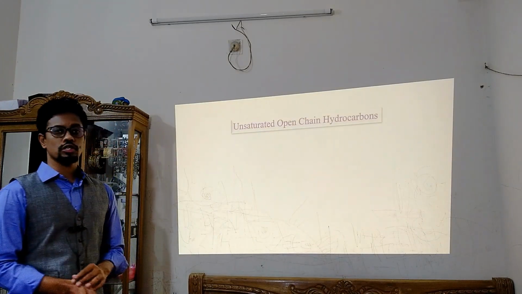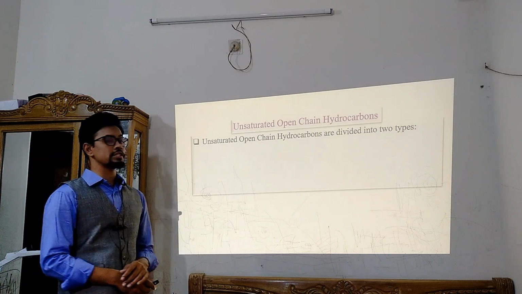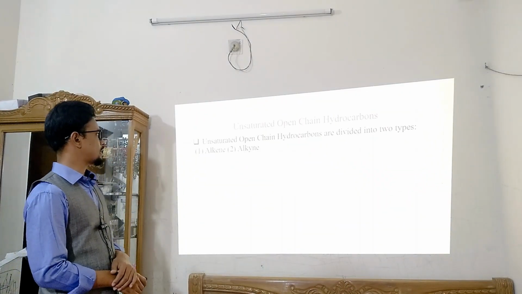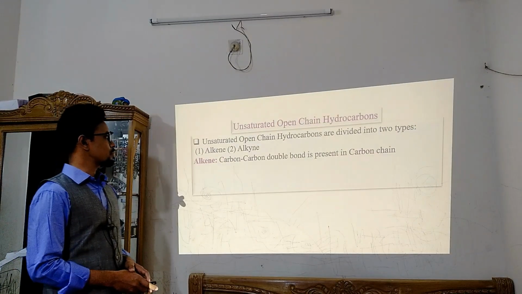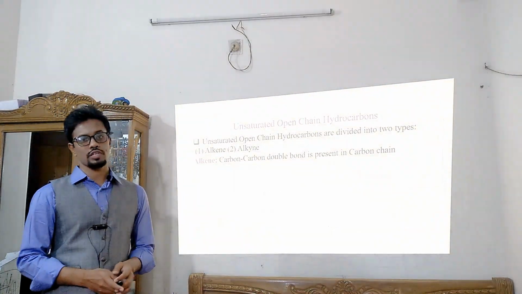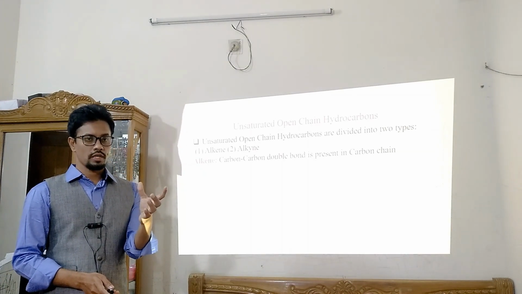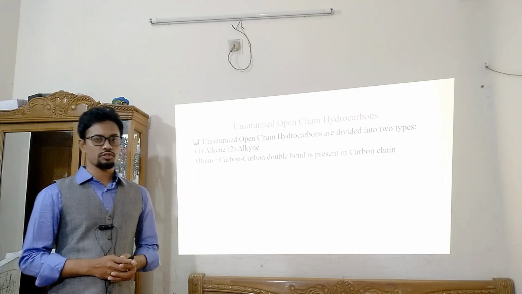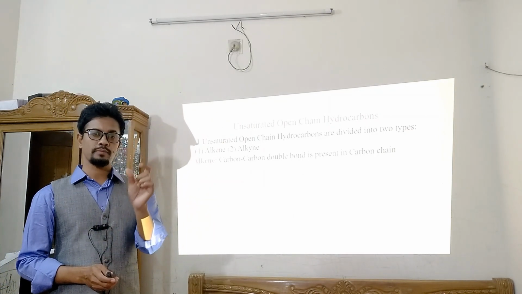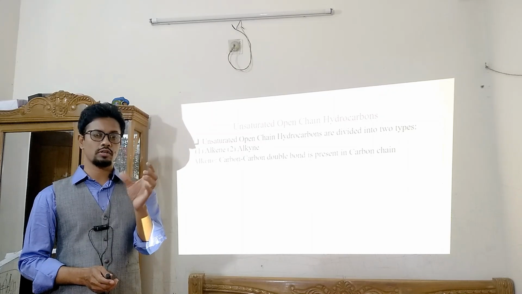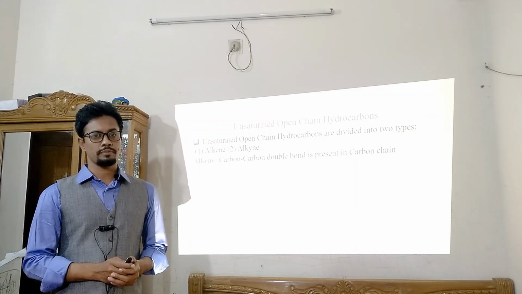Unsaturated open chain hydrocarbons are divided into two types: alkene and alkyne. In alkene, a carbon-carbon double bond is present in the carbon chain. Here carbon-carbon double bond, not carbon-carbon triple bond. If there are many more carbons in the chain, like 3, 4, 5, 6, then a minimum of two carbons are bonded with a carbon-carbon double bond. Other carbons remain single bonded.